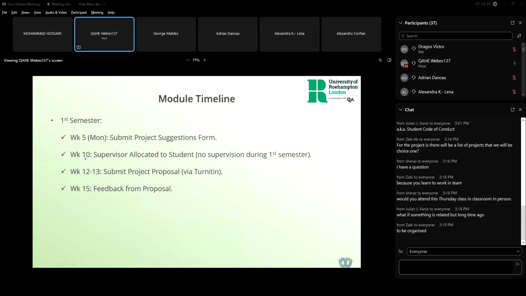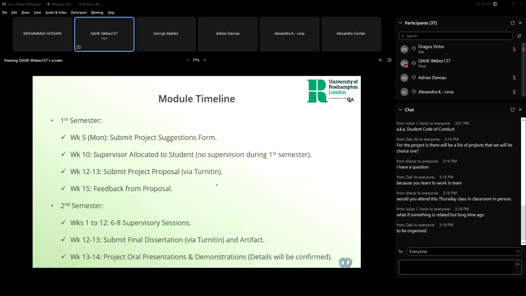On week 10, you're going to find out who is going to be your supervisor. However, your supervisor is not involved with the proposal, is not involved during semester 1. The first time you're going to see your supervisor is on week 1 of next semester. So during this semester, you consider me to be your advisor, your supervisor, right? Then on week 12 or maybe 13, I'm not sure, that's when you submit your proposal via Turnitin. And on week 15, there should be feedback on the proposal on Moodle.